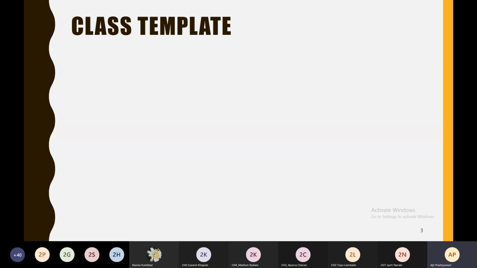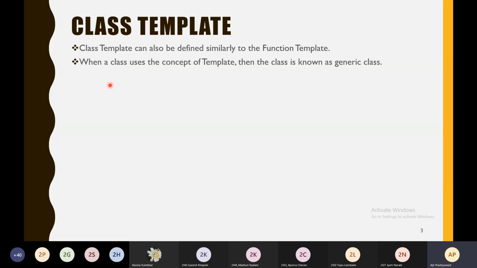So first is class template. Class template can also be defined similar to function template. As we have defined the function template, similarly we can define the class template. When a class uses the concept of template, then the class is known as a generic class. Keep in mind, whenever we use a class template, then it becomes a generic class.